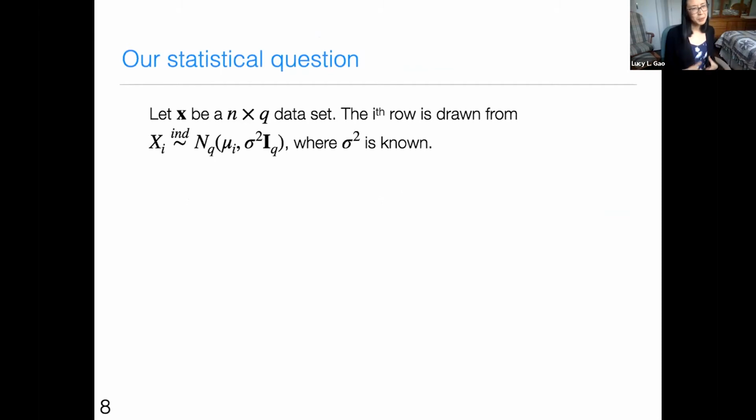So let's start by putting our questions in more formal statistical terms. We're modeling our data set as independent draws from a multivariate normal distribution, where the ith observation has this mean mu i, and every observation has this known isotropic covariance matrix.